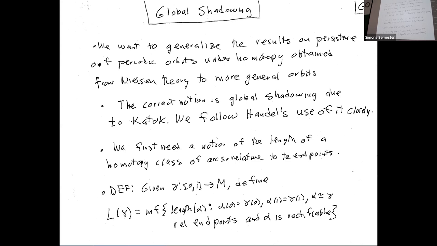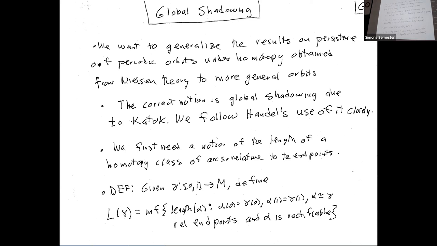And so the correct notion that generalizes Nielsen equivalence is something called global shadowing. It's a definition due to Kantak, and I'm going to follow a paper of Michael Handel's fairly closely. The idea actually has quite a long history, which I'll maybe talk about next week. If you know about quasi-geodesics, you have a hyperbolic manifold and a quasi-geodesic. In the universal cover, the quasi-geodesic is a bounded distance away from the true geodesic. This is sometimes called Morse's lemma, which goes back to his thesis in the 20s. So the quasi-geodesic shadows the true geodesic.